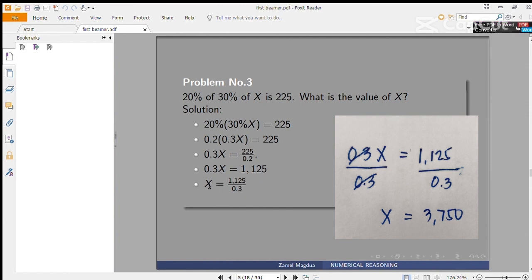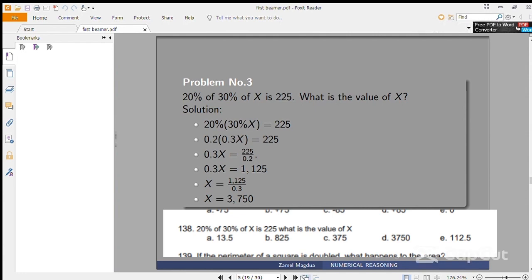Thus, the equation will become x equals 1125 divided by 0.3, and the result is x equals 3750. Therefore, the answer is letter D.